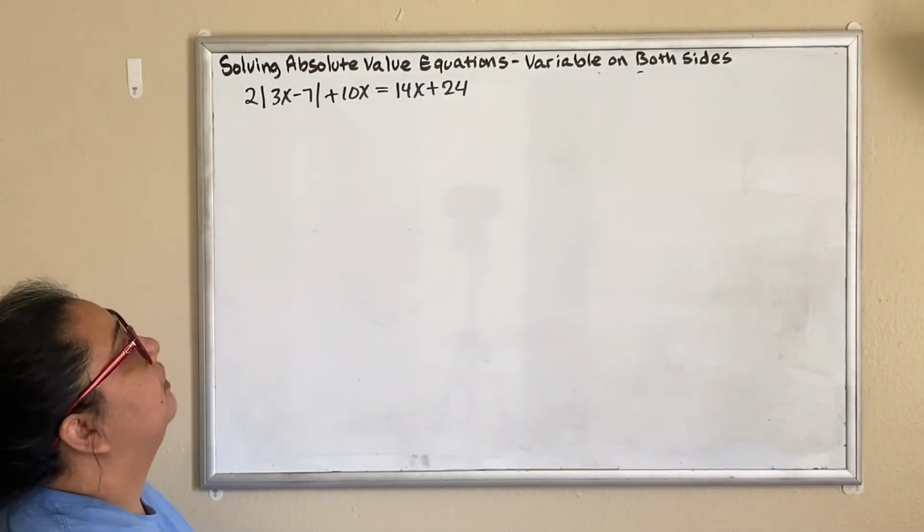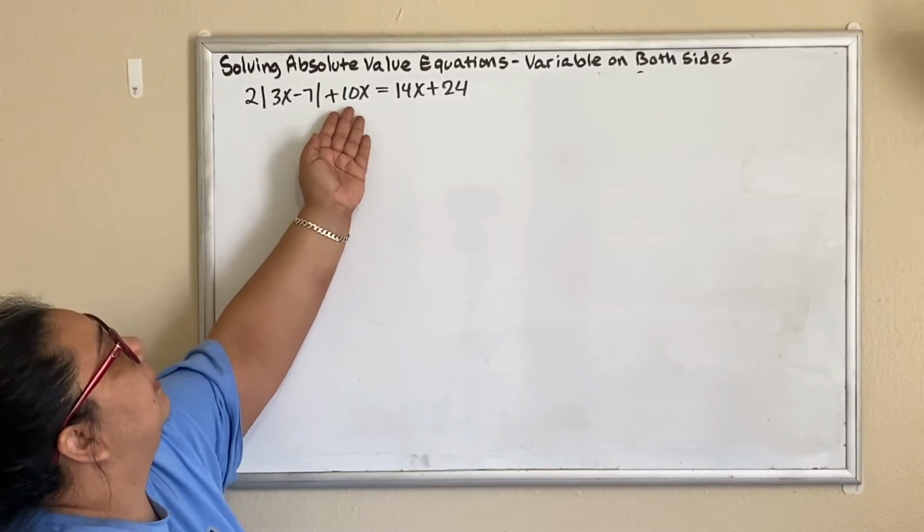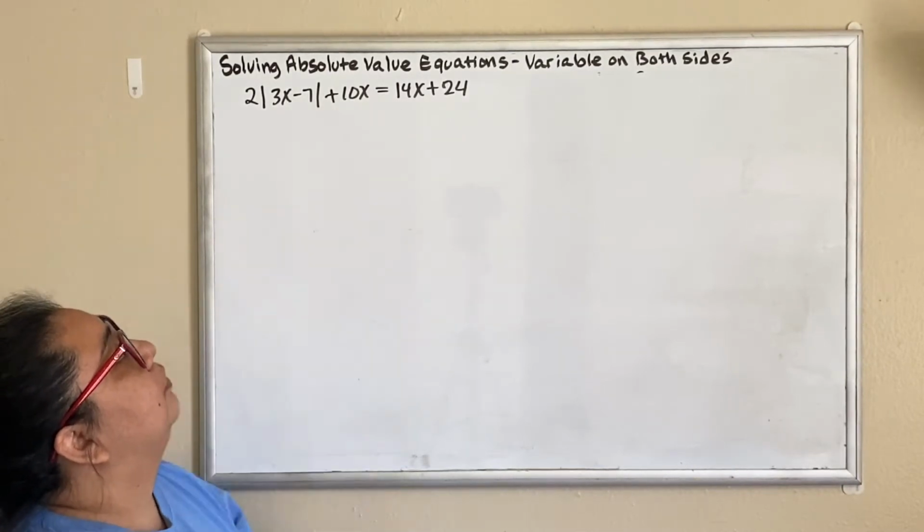Okay, so here we have our second example, which is 2 times the absolute value of 3x minus 7 plus 10x equals 14x plus 24.